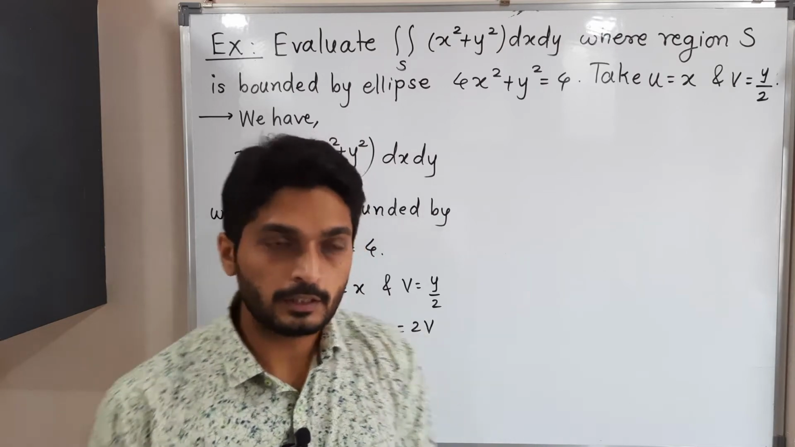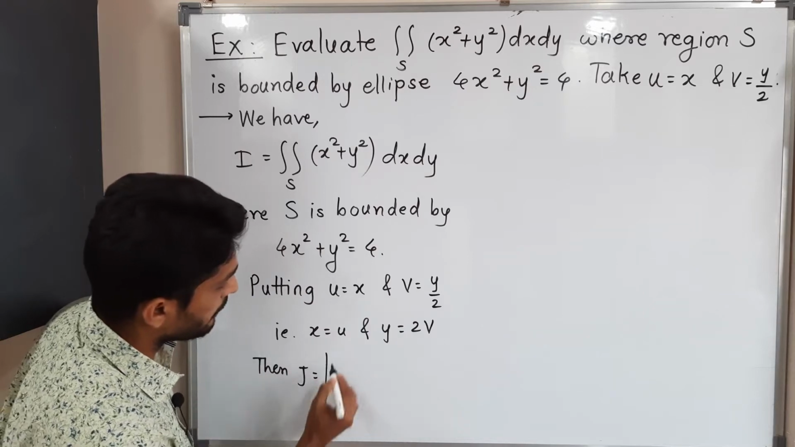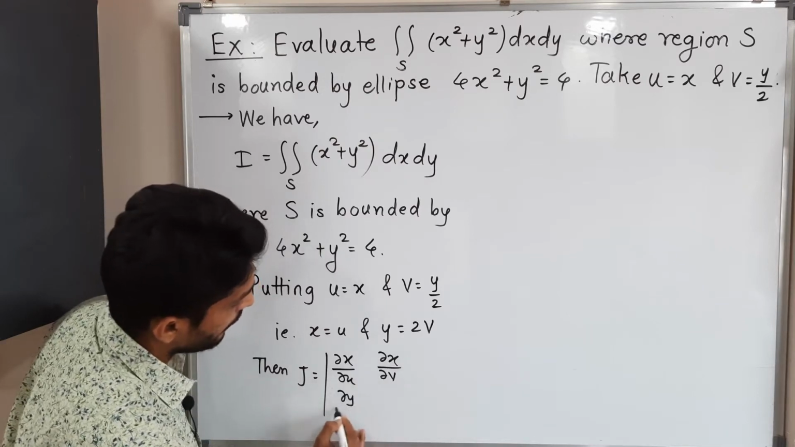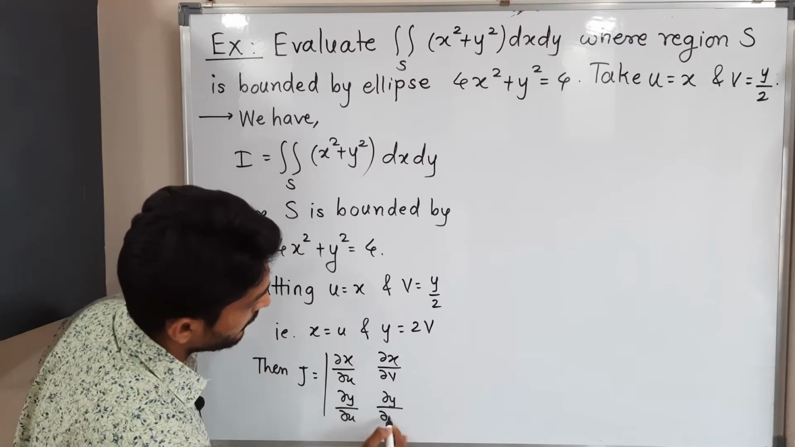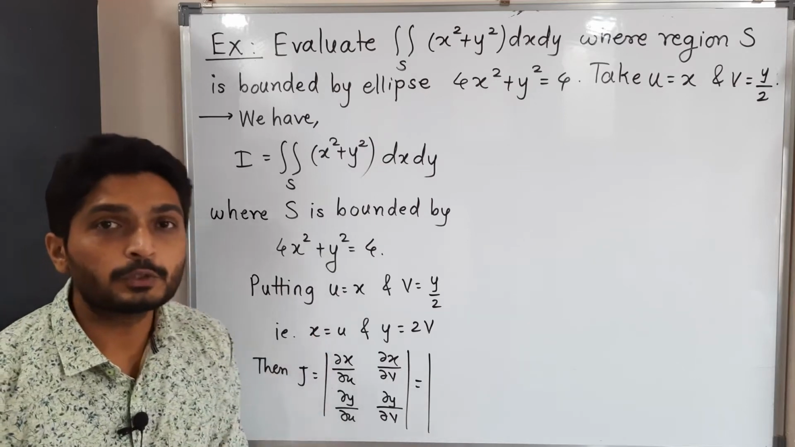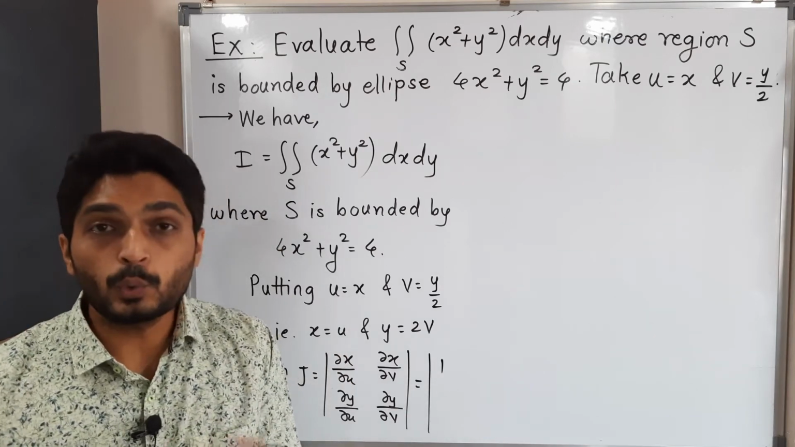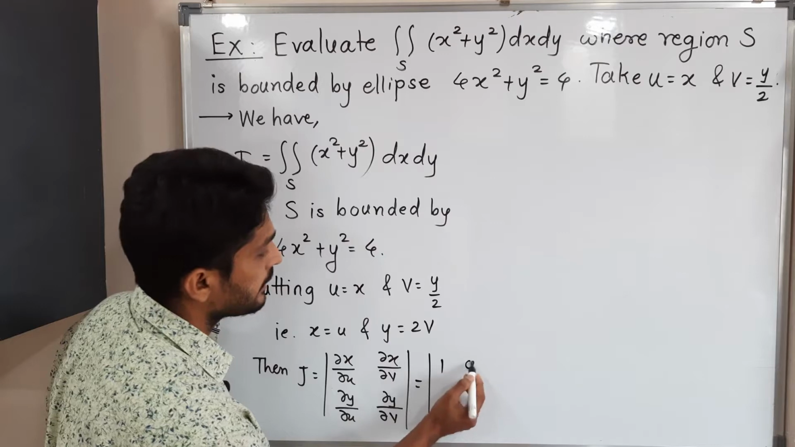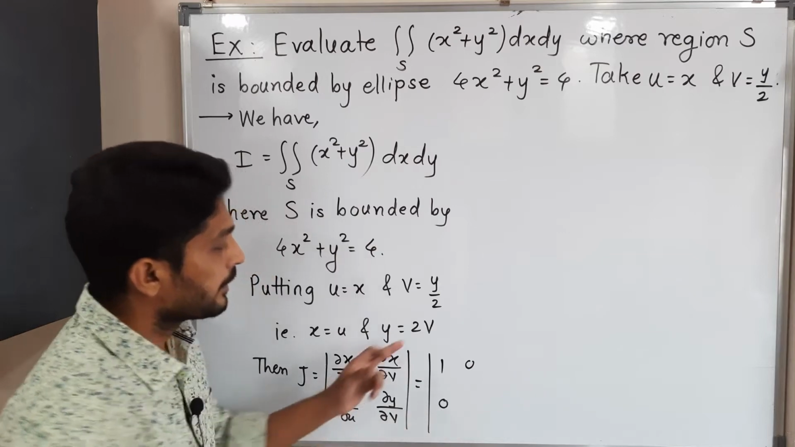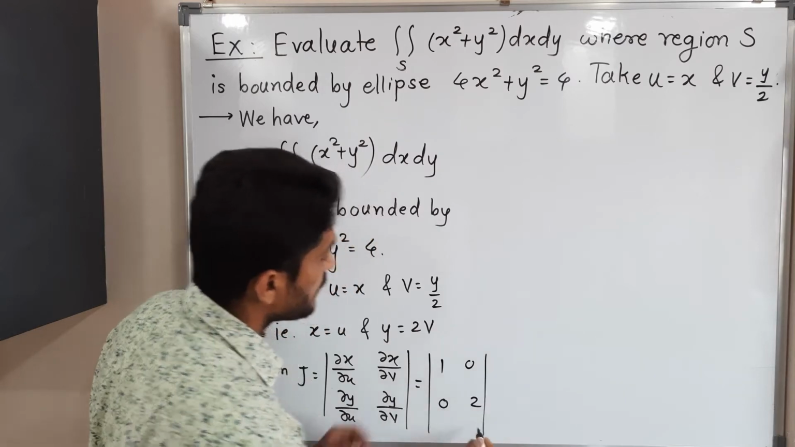Do you know how to find the Jacobian? It's very simple. J is equal to the determinant of del x by del u, del x by del v, del y by del u and del y by del v. The derivative of x with respect to u is 1. The derivative of x with respect to v is 0, since there is no v. The derivative of y with respect to u is 0. The derivative of y with respect to v is 2, since 2 is a constant and the derivative of v is 1.